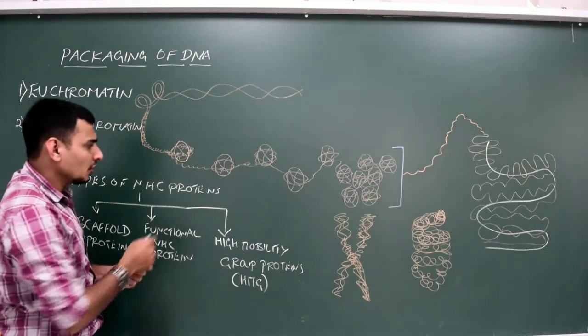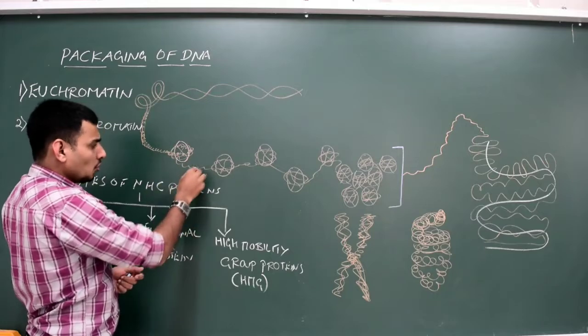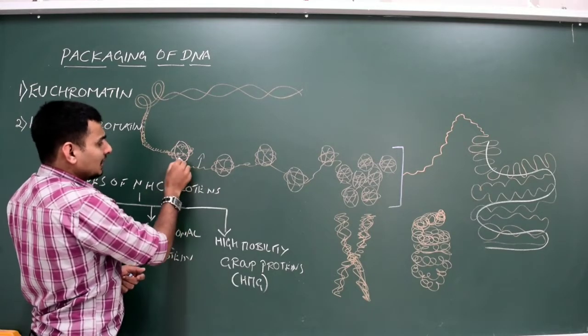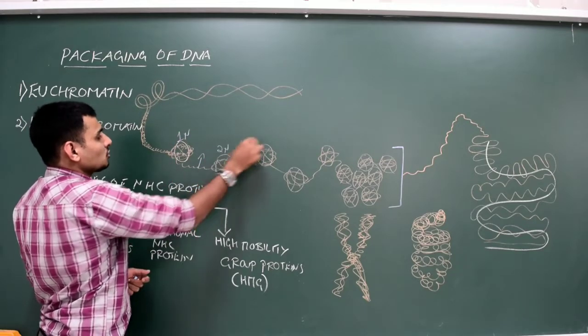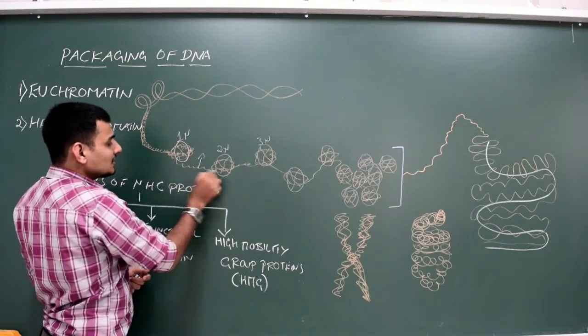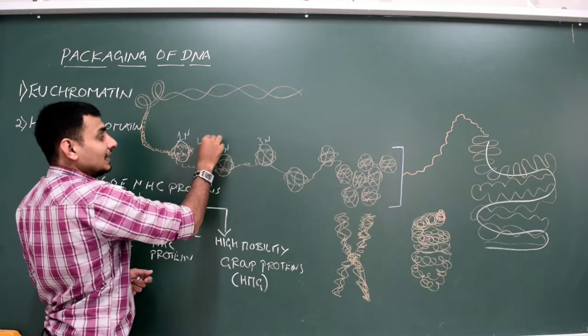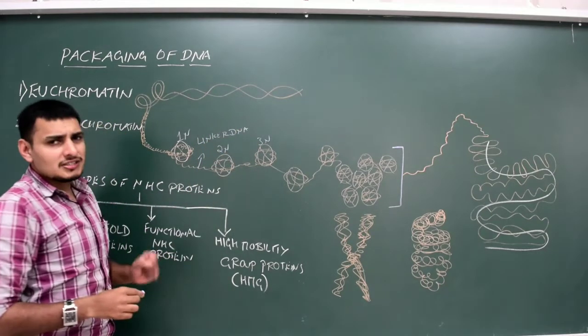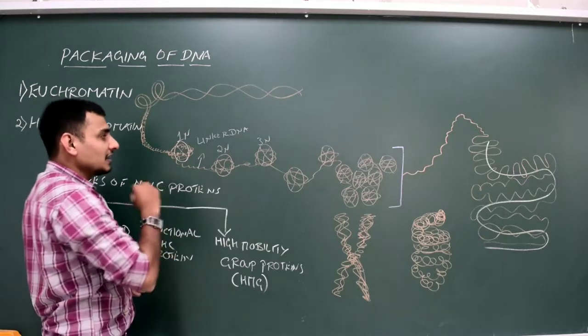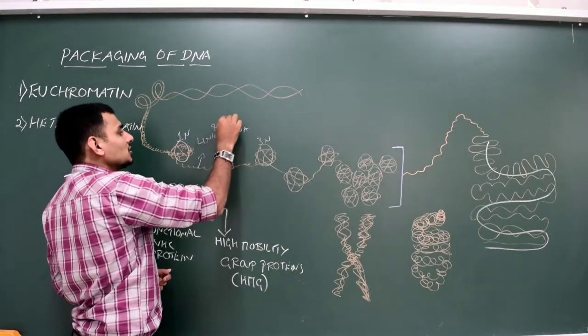I forgot to mention one thing, that between the two nucleosomes, the DNA which connects two different nucleosomes, this is one nucleosome, this is the second nucleosome, this is the third nucleosome. So this DNA is called the linker DNA, as I said earlier. You may get a question like, what is the total number of base pairs in linker DNA? That is 80 base pairs.